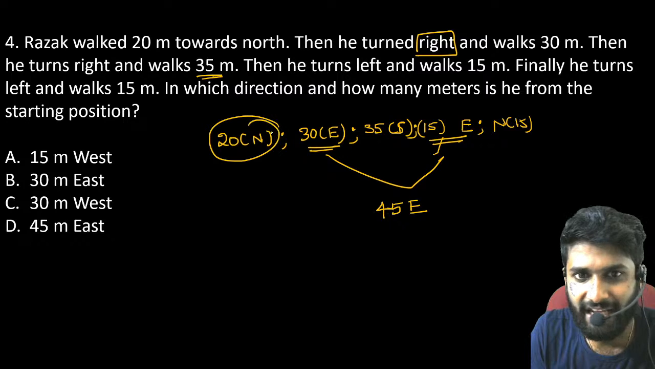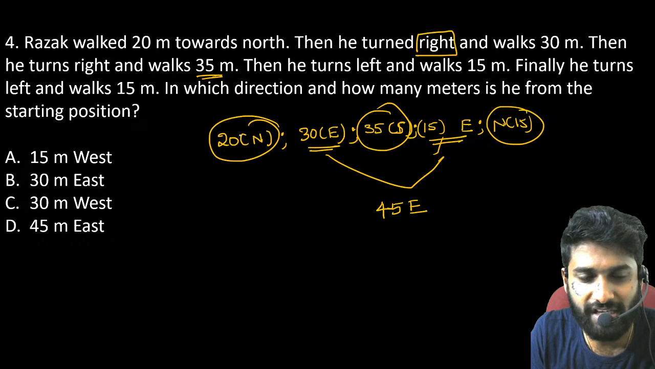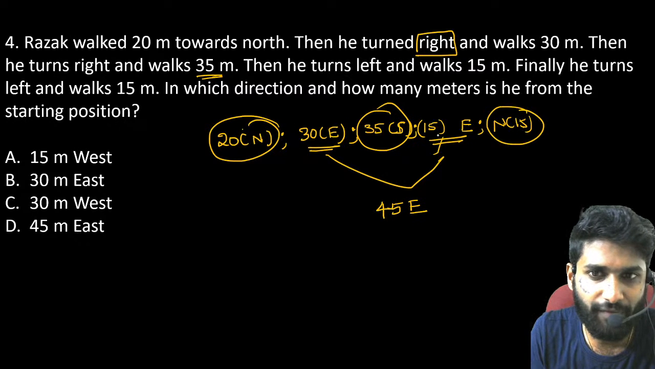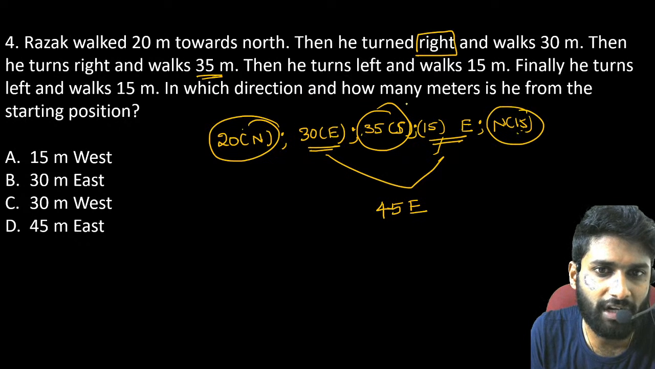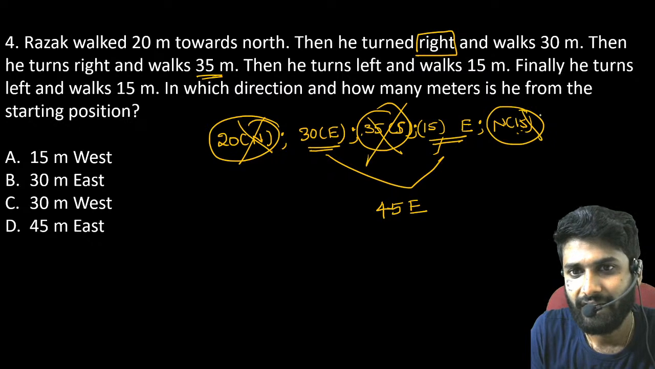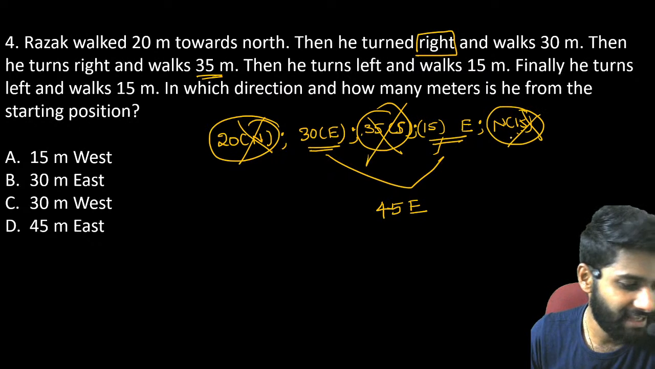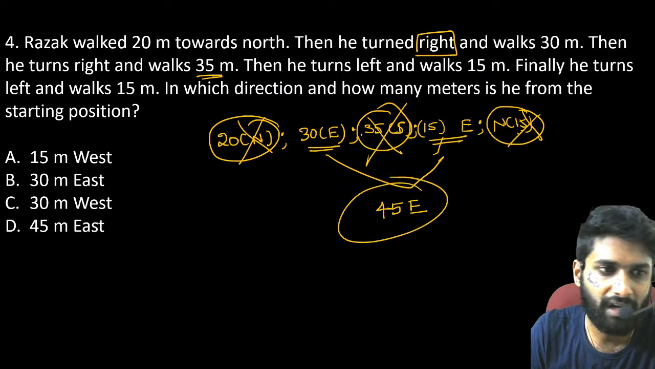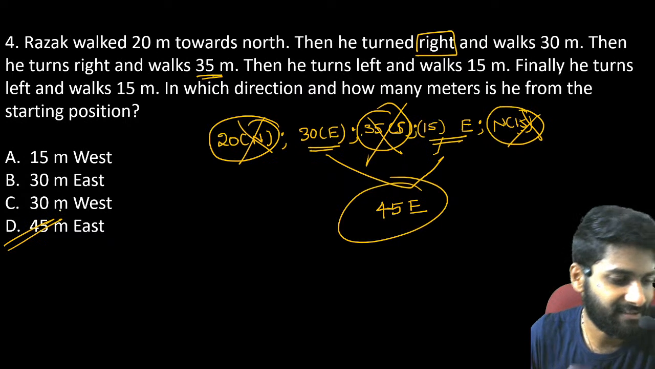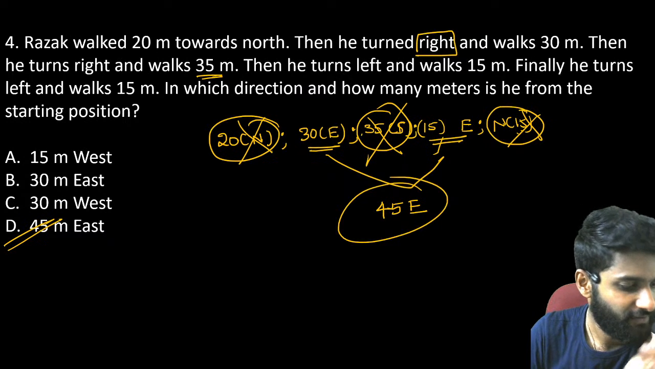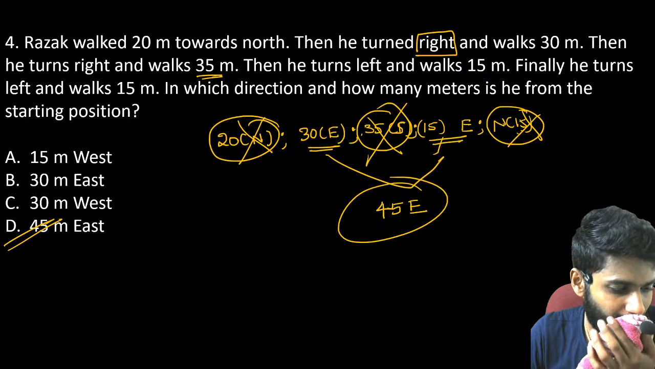Again, 20 north, 15 north, 35 south. Now see, 20 plus 15 is equal to 35. 35 north and 35 south exactly cancel. Then what is your final answer? 45 meters east is the correct answer.